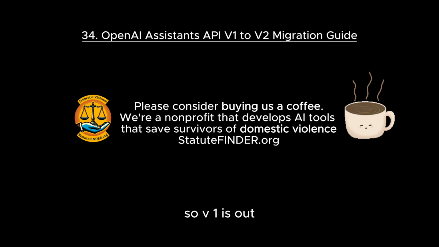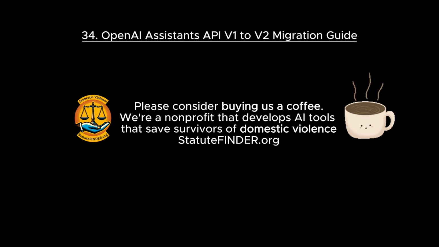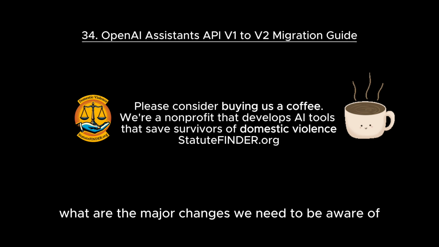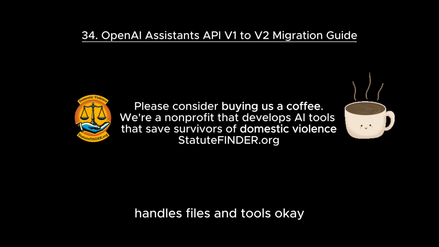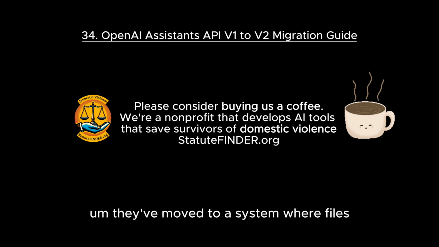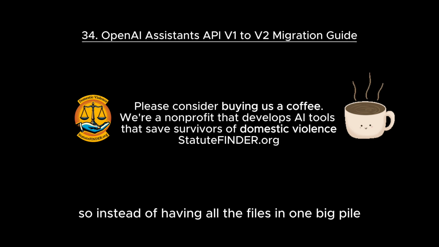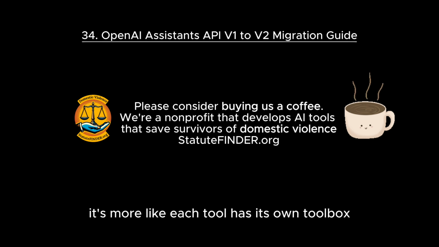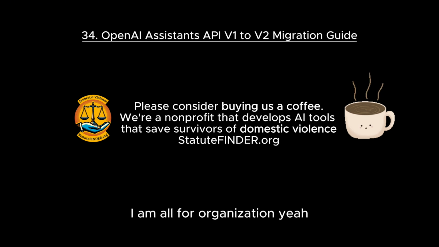tools. Okay, so V1 is out, V2 is in. Can you give us the lay of the land? What are the major changes we need to be aware of? Yeah, so one of the most significant shifts is how OpenAI handles files and tools. They've moved to a system where files are directly associated with the tools that use them. So instead of having all the files in one big pile, it's more like each tool has its own toolbox. Exactly. It's all about organization and efficiency. I am all for organization. My code can definitely use some of that.